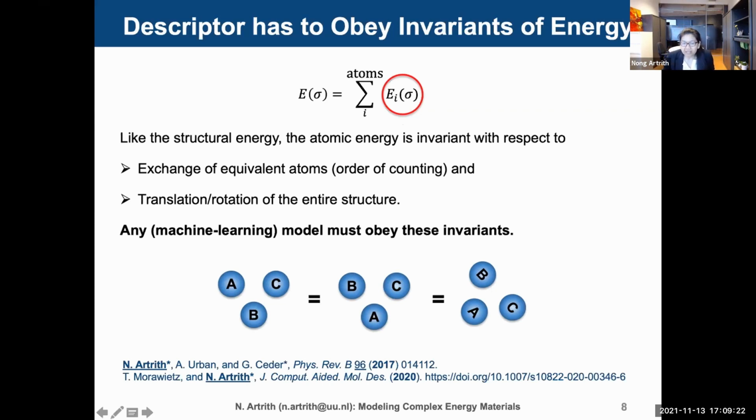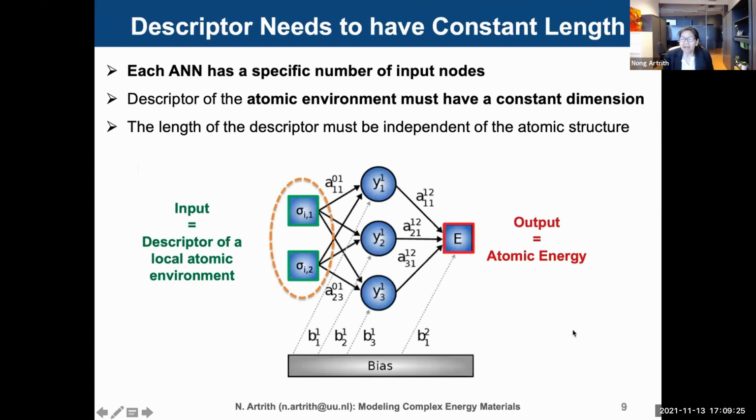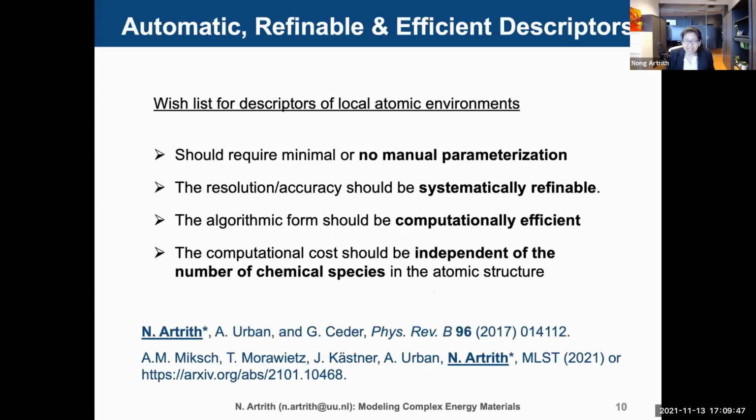More detail you can look at in these two publications. Additionally, a descriptor also needs to have constant length, and each NN has to have one specific number of input nodes, for example. Therefore, the length of the atomic structure descriptor has to be constant. The size of the descriptor also has to be independent of the number of atoms and chemical species of the structures. So this is the wish list for the descriptor of local atomic environments that we try to address, to make it easy to use for realistic applications, right?